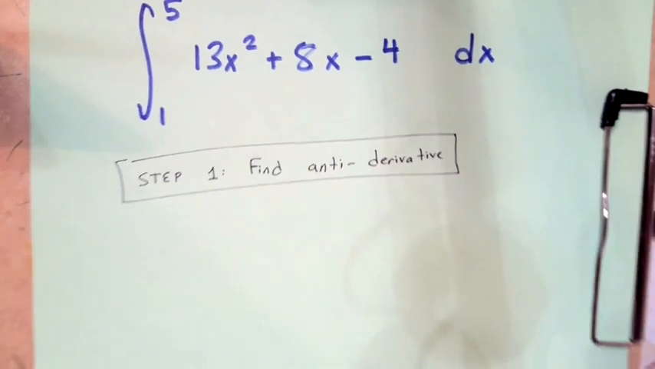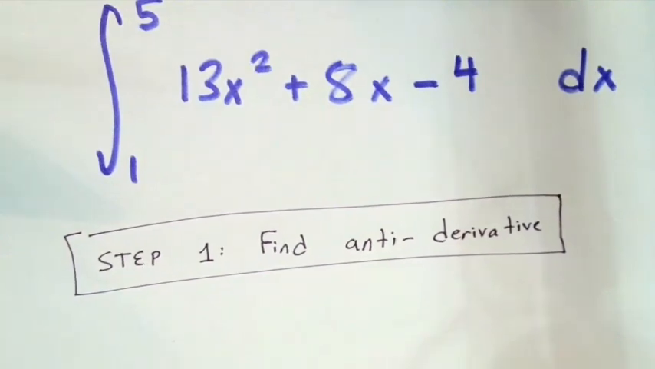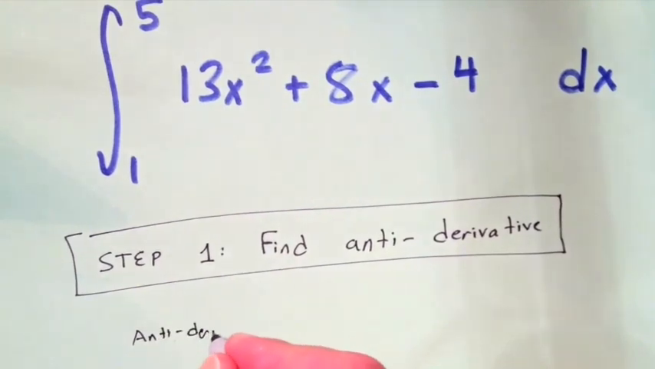So we want the definite integral from 1 to 5 of 13x squared plus 8x minus 4 dx. Step 1 in this question is to find the antiderivative. So let's start by finding the antiderivative of x squared.